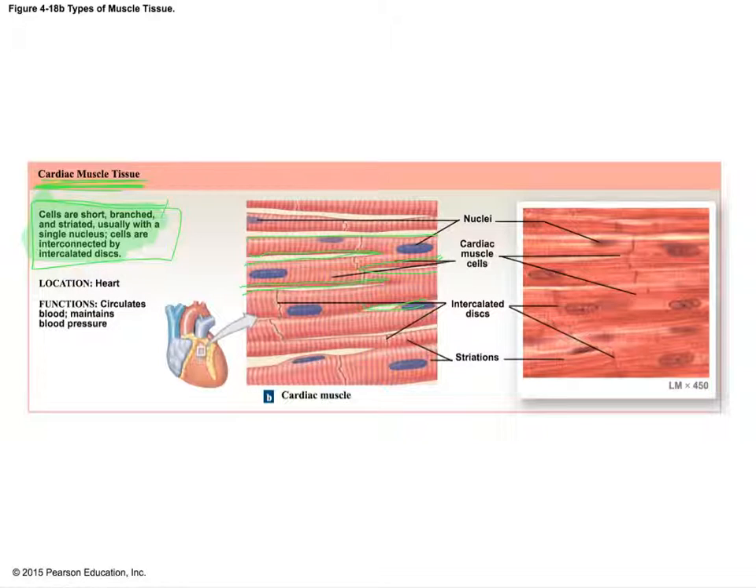Each cell is connected to another cell by these lines that are called intercalated discs. So these vertical lines here that are not the stripes, the other lines, are called intercalated discs. They connect one cell to another cell. They're like the junction point. So I highlighted those intercalated discs in green as well.